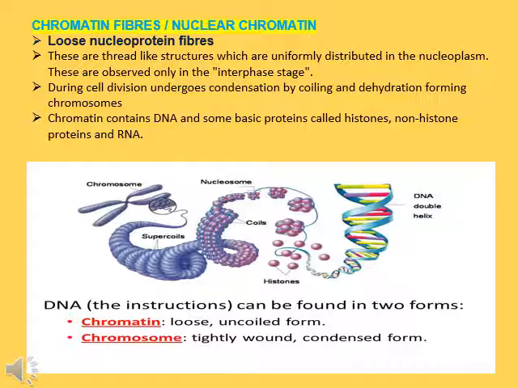This is the first stage, you can say, of cell division, where the condensation, or you can say the coiling of chromosomes takes place. During cell division, the chromatin material undergoes condensation by coiling and dehydration to form chromosomes. What is this chromatin material? Actually, these are the thread-like structures that are scattered here and there in the nucleoplasm.